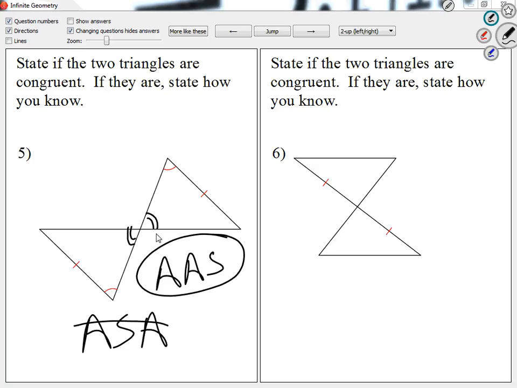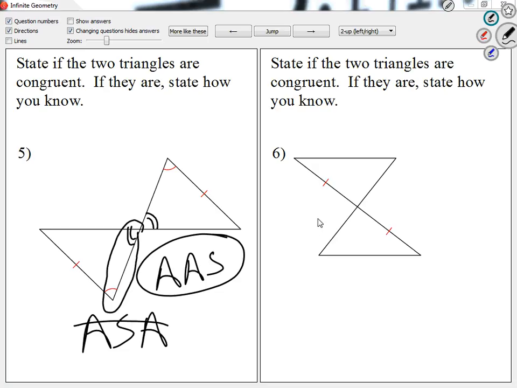Well, if you guys are not quite sure if the side is in between the angles, look at your two angles, and then ask yourself, is the side marked the one in between? If it is in between the angles, that side would have been marked. If it's not, then it's not between the angles.